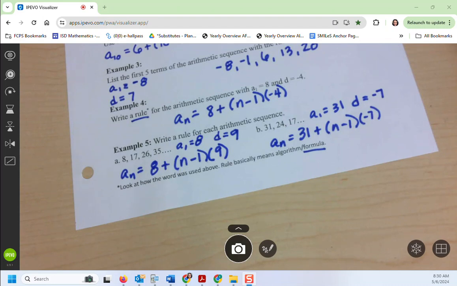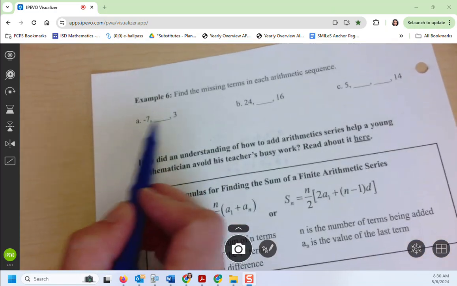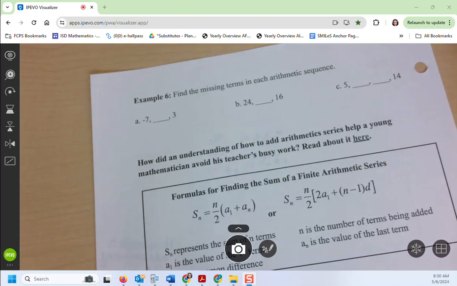I want you to look at the first problem. And it's a pattern, and I'm telling you it's arithmetic, which means the pattern is an adding pattern, but you could be adding a positive number or a negative number. Is it okay if I flip it? Okay. So I'm going from negative 7 to 3, so am I going to be adding a positive number or a negative number? Positive. Positive, good.